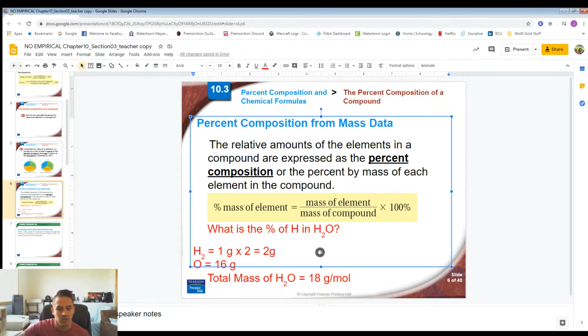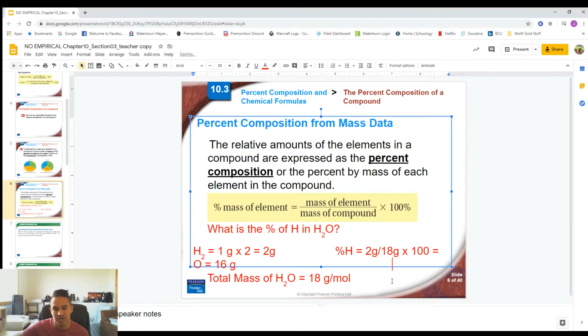If we want to know the percentage of H, we would take the mass of the H, which is 2 grams, and divide that by the mass of the whole compound, which is 18 grams, roughly, times 100. And this would tell us what percentage of H makes up water by mass, not by count.